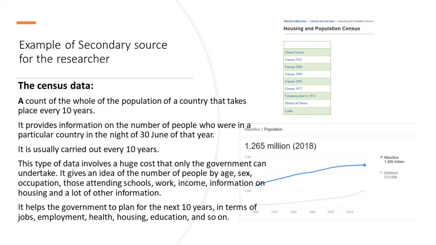It gives an idea of the number of people by age, sex, occupation, those attending schools, work, their income, information on housing, and a lot of other information. In fact, they come in a number of volumes. Census data helps the government to plan for the next 10 years in terms of jobs, employment, health, housing, education, and everything else that the government intends to engage in.